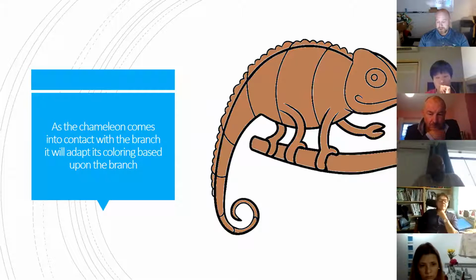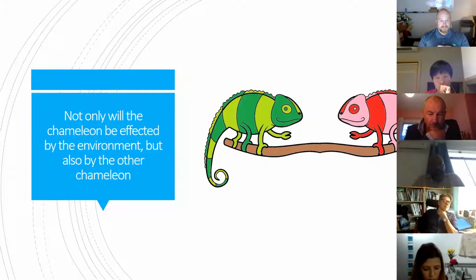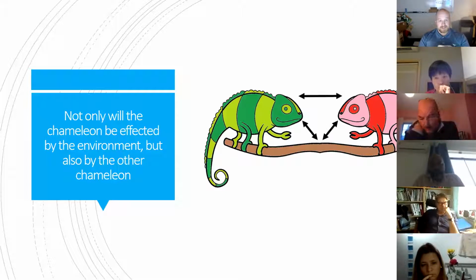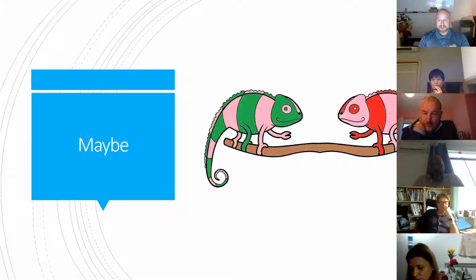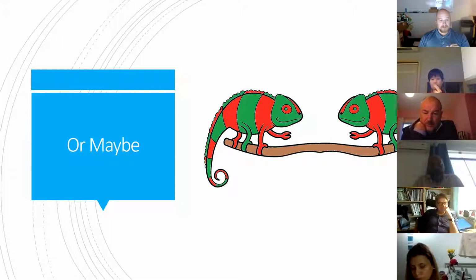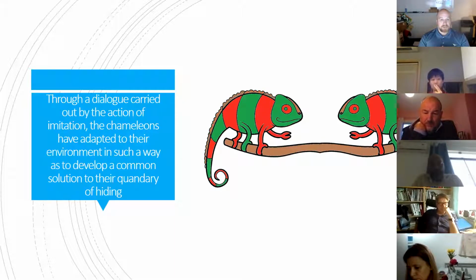and it now doesn't have to worry too much about getting eaten by predators. The problem is when we introduce another chameleon. So now the chameleon not only has to deal with the branch it's on, but it also is interacting with another chameleon. So it has this relationship not only with the branch or the environment, but it also has a relationship with the other chameleon. So we might see something like this. One chameleon takes one thing on, the other one takes another thing on. Eventually they come to a common solution, and they may even come up with something that allows them to blend into their environment a little bit more.